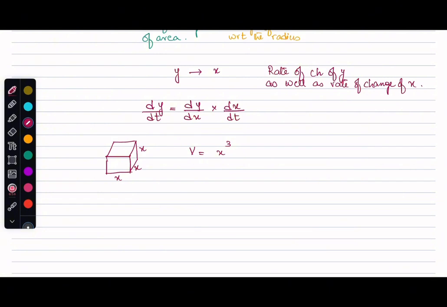So if the volume is given as x cubed and I want the rate of change of volume, it will be given as dV by dt. This shall be equal to the rate of change of the volume with respect to x. V and x, we have two variables connected; we have an equation connecting the two variables. So I can have the differential of the volume with respect to x, followed by the rate of change of x also. So it's going to be dV by dt here.